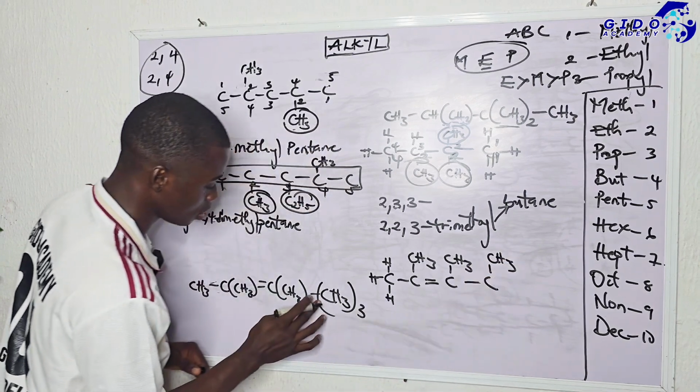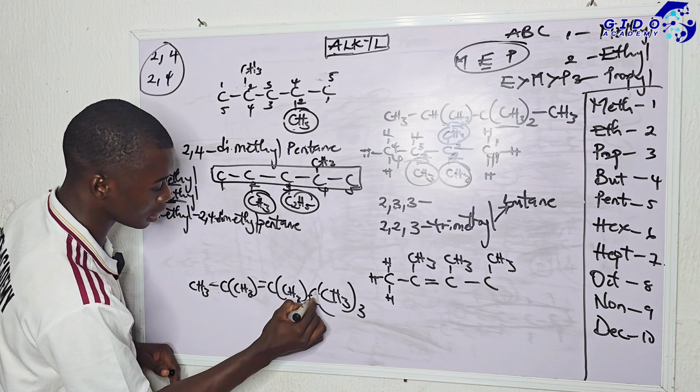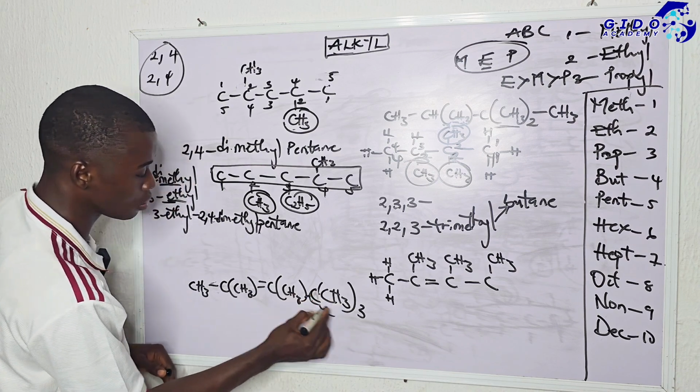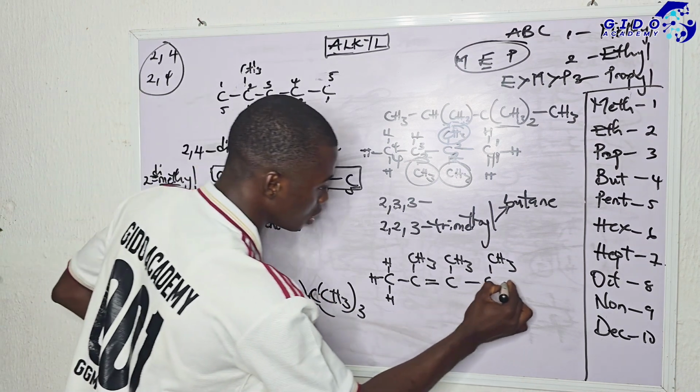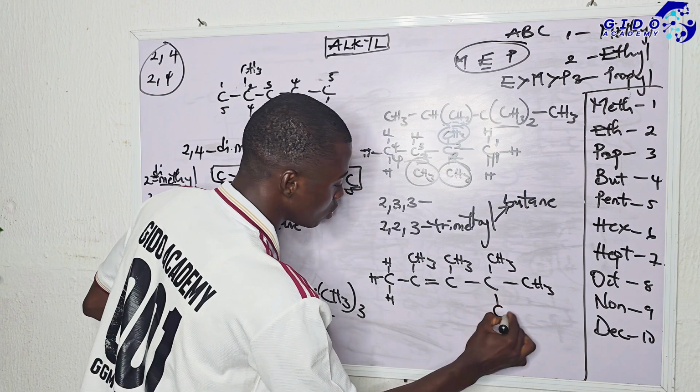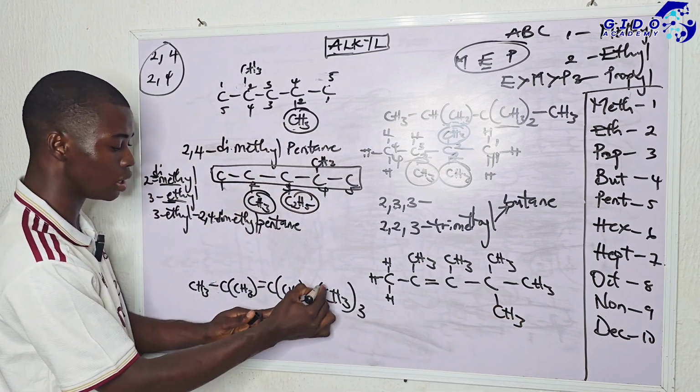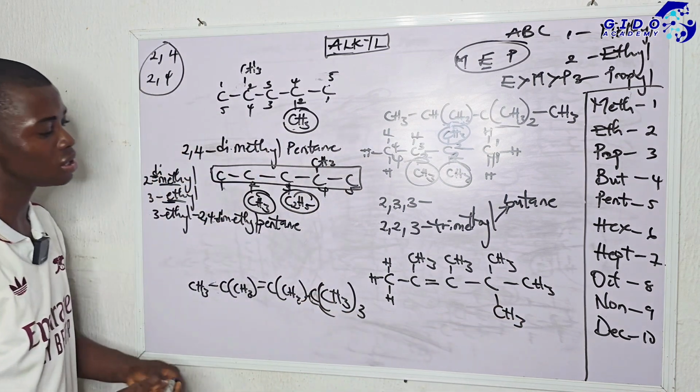So here will be CH3. Please, the structure is not correct. It's supposed to be like this: C before the CH3, a carbon atom that is attached to 3 CH3. So here is CH3, and here is CH3. So it's supposed to be C, open bracket, CH3. So this is the structure now.